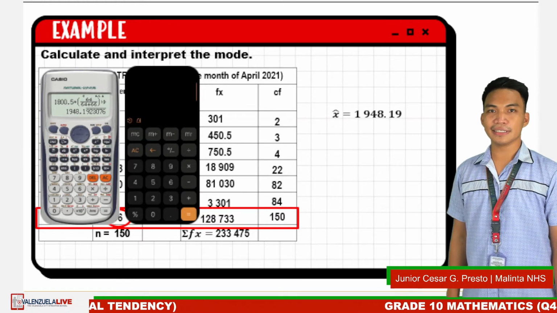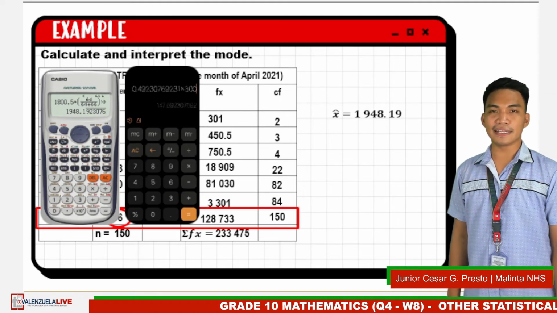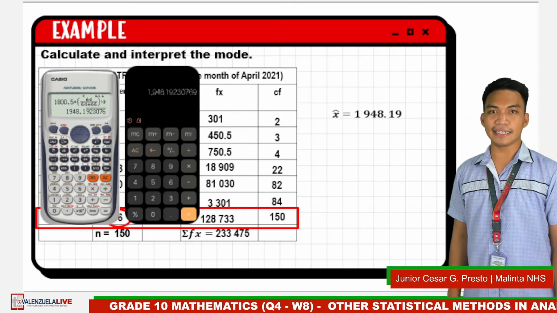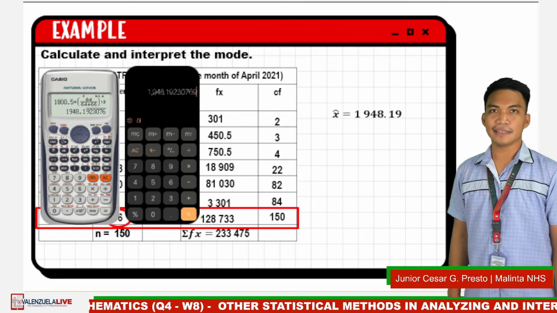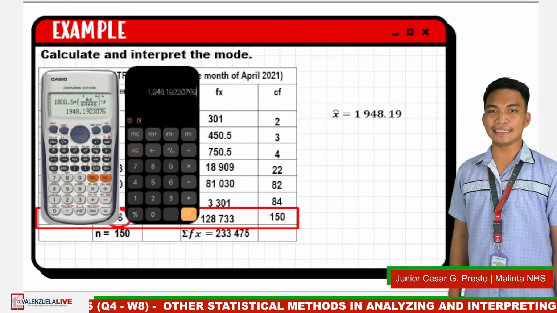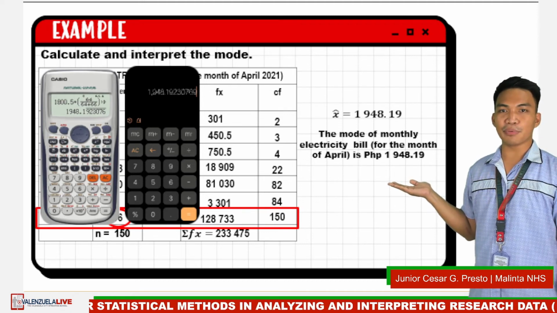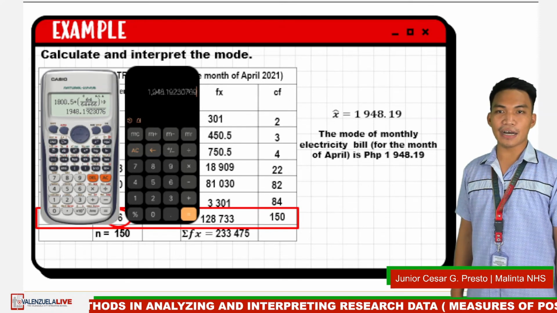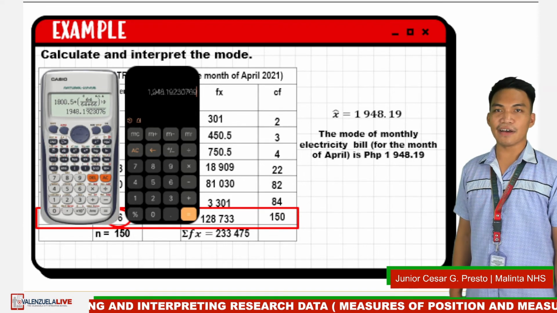For smartphone calculator, input 64. We divide by 130, the sum of 64 and 66, then equal sign, multiplication symbol, then 300, press equal sign, plus symbol, then 1,800.5. Press equal sign. The answer is 1,948.19. Thus, X hat equals 1,948.19. The mode of monthly electricity bill of selected Malinta households is 1,948 pesos and 19 centavos.